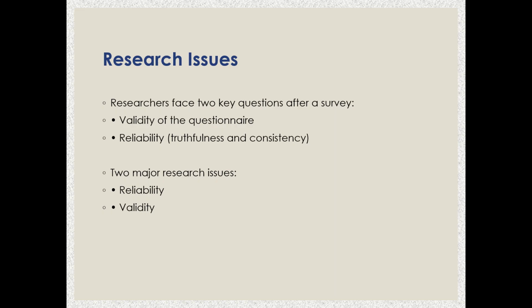Remember the research issues. Okay, you have faced 2 key questions after a survey. So you do a multiple intelligence survey. Okay, after that, they have 2 issues. First one is called the validity of the questionnaire. Okay, it's hard on this one. They have a lot of validities: face validity, content validity, construct validity, convergent validity, and so forth. Okay, but reliability is easy.